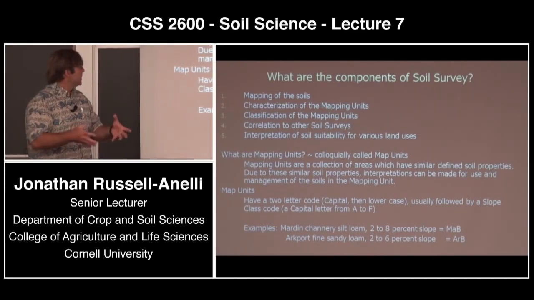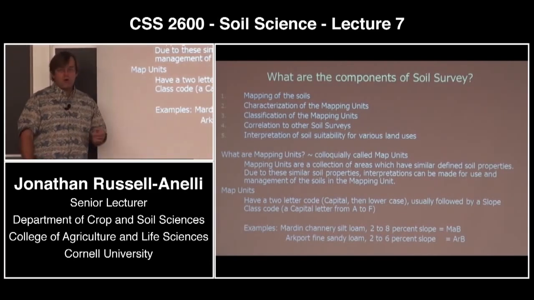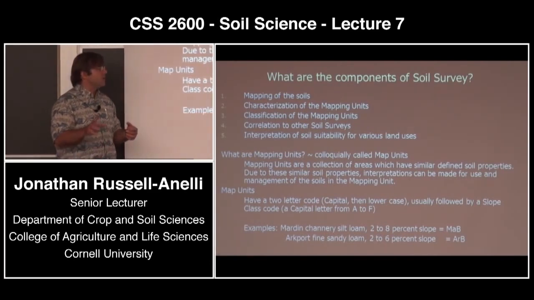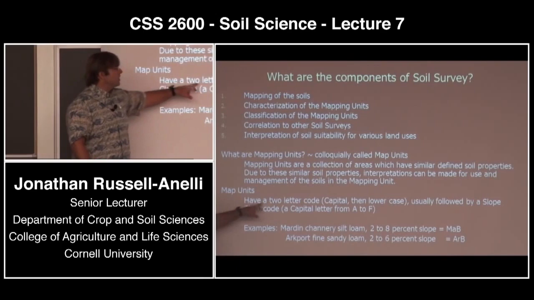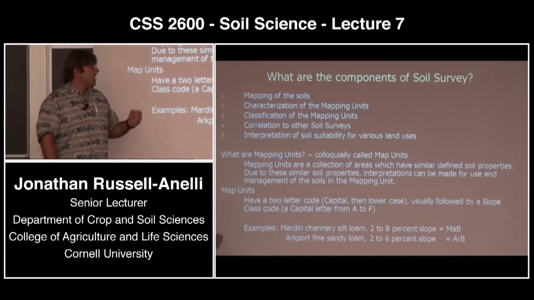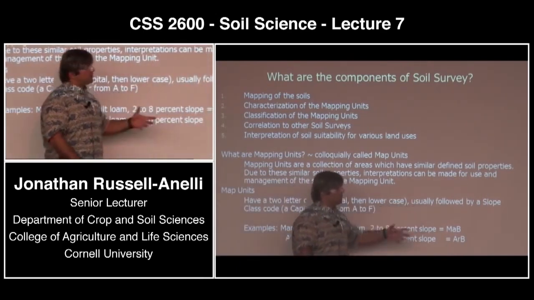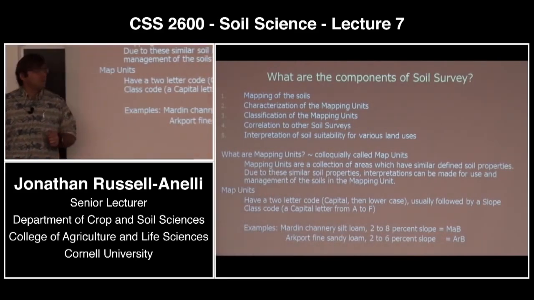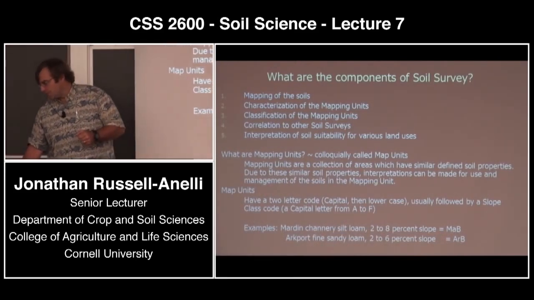Yeah? Okay. Map units have a code. It's a 2-letter code with a third letter that usually tells us a slope. But as a 2-letter code, it's a capital and then a lowercase. And then it's followed by a third code, sometimes actually more. Basically a capital letter from A to F that basically describes the slope.